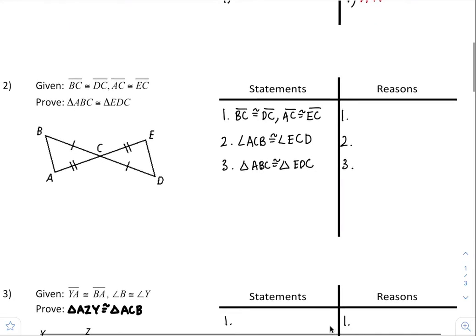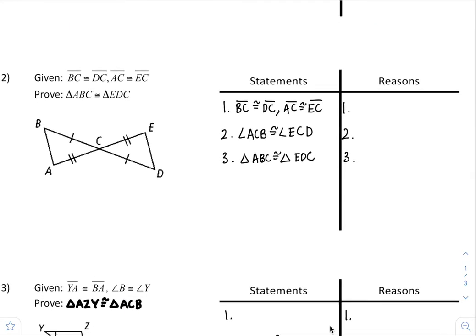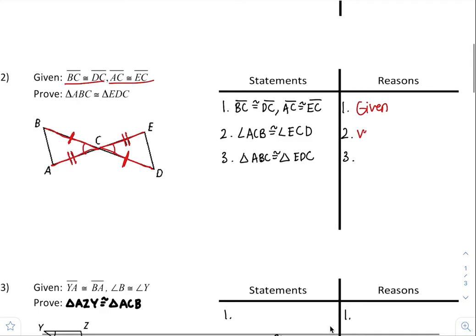Now we're going to go to this one. Alright, so they already annotated for us, but it's always good for you guys to practice. So we got BC is congruent to CD from this statement. We got AC is congruent to CE, or EC, from this statement. So that's given. Now, angle ACB, which is this angle, you guys, is congruent to angle ECD, which is this angle. So why can we say those 2 angles are congruent? Because they are vertical angles. And vertical angles, you guys, are congruent.